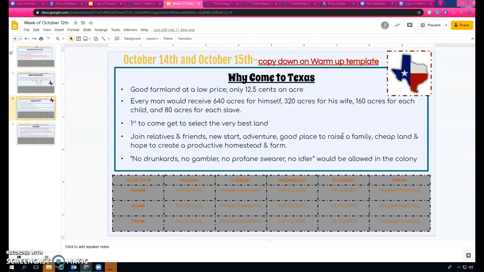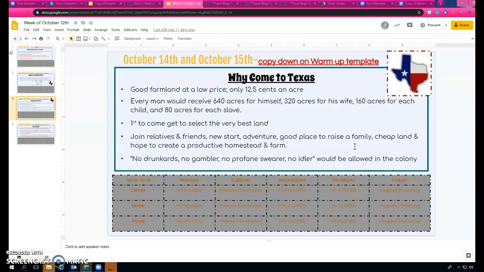The first to come to select the very best land. So it's kind of like first come, first serve. So they could come and pick out the best land the sooner they signed up to move. Many of them wanted to join their relatives and friends for a new start, adventure. It was a good place to raise a family, again, with cheap land, and many of them wanted to create a positive and productive homestead and farm and use farming techniques for their economic gain.